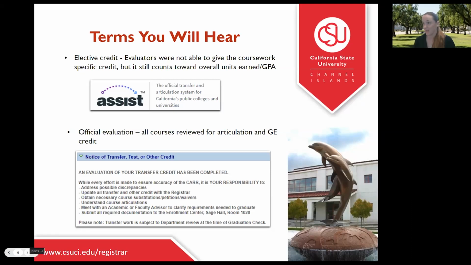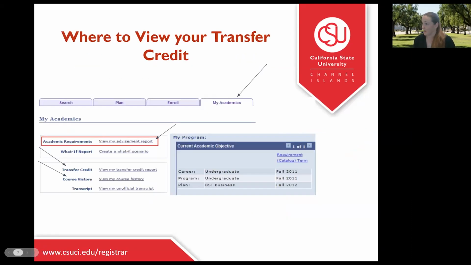So now I'm going to go ahead and pass it on over to Rocio to give you a good look at the CAR and your transfer credit in the system.